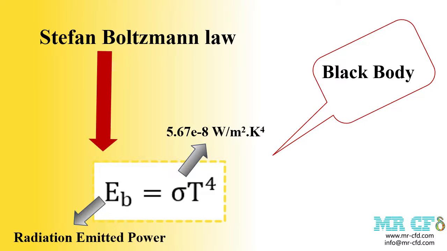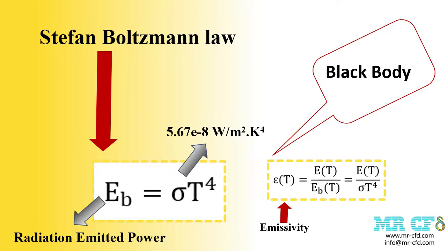Now, consider the Stefan-Boltzmann equation I have mentioned before. This relationship expresses the radiation power emitted by the blackbody per unit of time and per unit of area. In this regard, sigma represents the Stefan-Boltzmann constant, equal to 5.67 times 10 to the minus 8. In addition, we have a concept called emissivity, which expresses the ratio of the energy emitted by a body to the energy emitted by a black body at the same temperature. It is always expressed by the term epsilon.